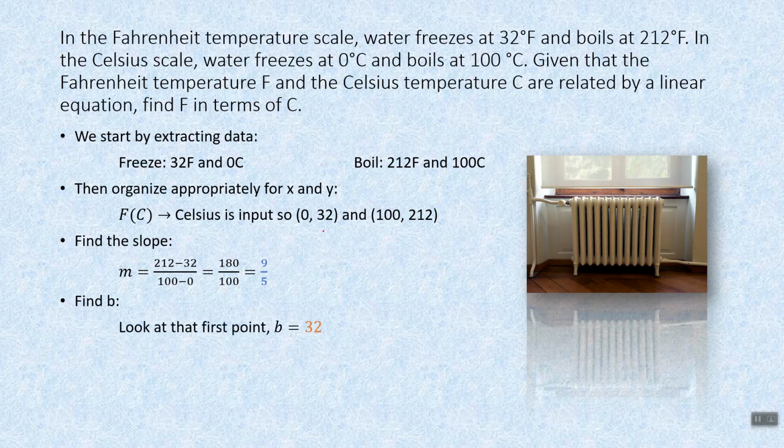0, 32, that is a y-intercept. When the x value is 0, the y value is the value of b. So our b is 32, and we could put this together. F evaluated at C is 9/5 of C plus 32. The formula, if you're given a Celsius, how to determine the Fahrenheit temperature.